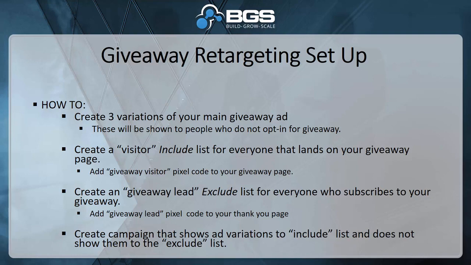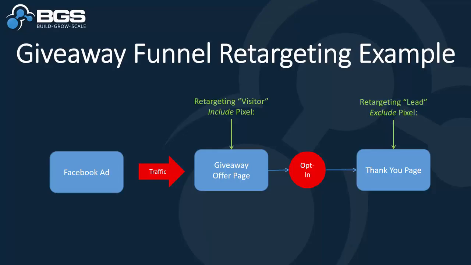So included means who you're going to show the ad to, and excluded means who you're not going to show the ad to. Okay? That's how you set up a giveaway retargeting list to boost the conversion rate of your giveaway opt-in page by getting the visitors to come back again or multiple times until they finally agree and opt in and join your giveaway. So how does this look? Here's the Facebook ad driving traffic to the giveaway page.